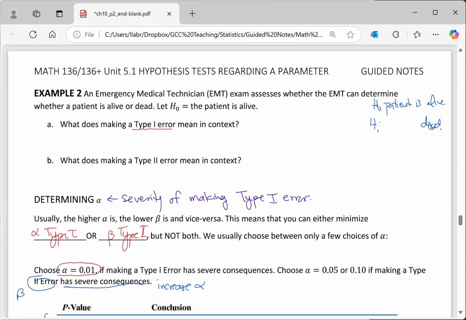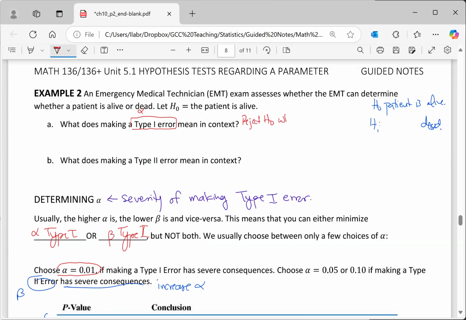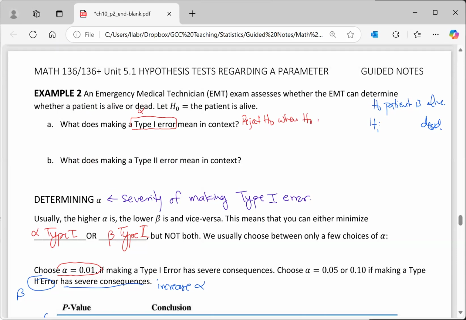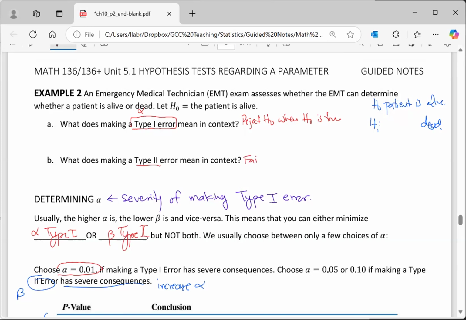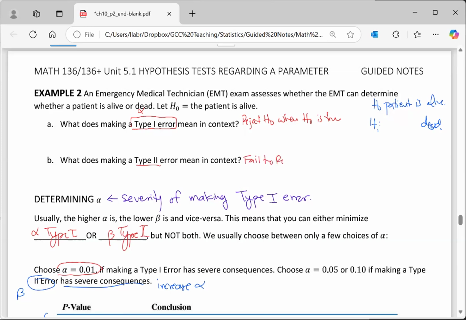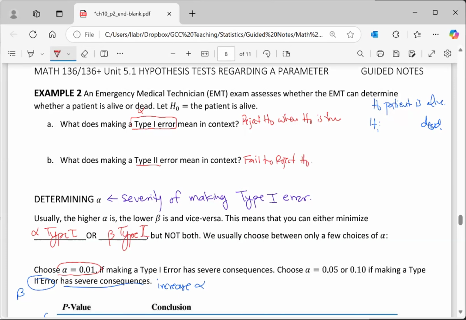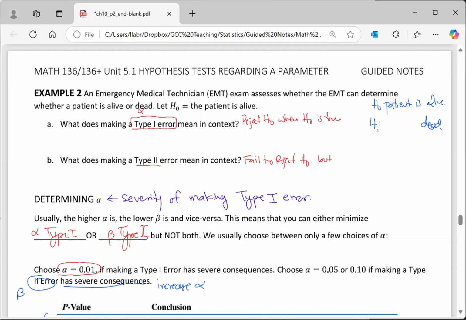Type 1 error means you land in the tails. Type 1 is alpha. So that means you reject H0 when H0 is true. So let's interpret that. The type 2 error happens when you fail to reject, and if that's an error, that means H0 is false.